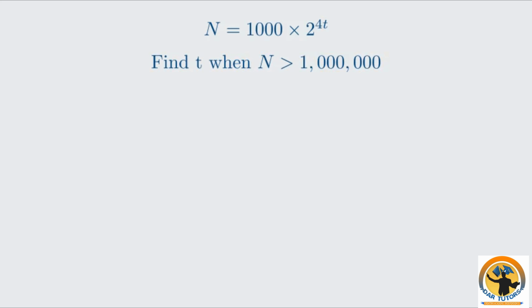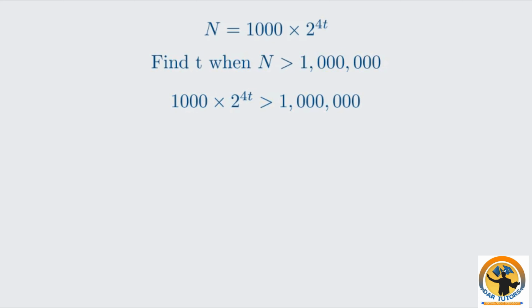The number of bacteria in a culture is given by n equals 1,000 times 2 to the power of 4t. We want to find the time t when the population first exceeds 1 million. First, let's set up the inequality. We want the population n to be greater than 1 million. This gives us 1,000 times 2 to the power of 4t is greater than 1 million.